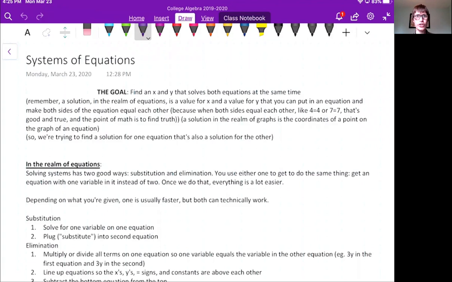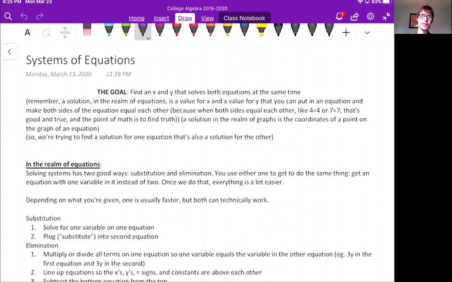So the goal in systems of equations, the end goal of all the problems that we do, or at least the ultimate goal. Sometimes the problems don't actually get to that ultimate goal, but the final objective is to find a value for x and y, or your two variables, whatever they are, that solves both equations at the same time. So they give you two equations and they want you to solve both of them at the same time.